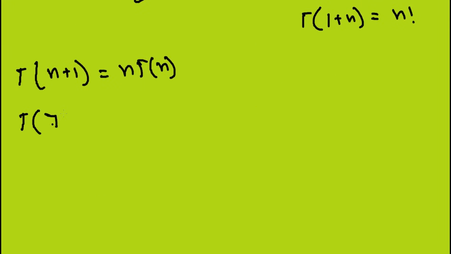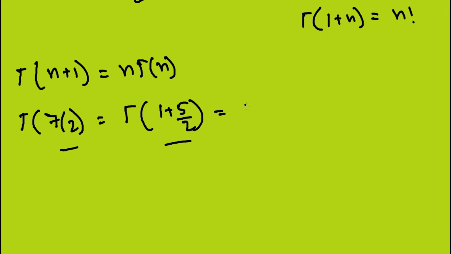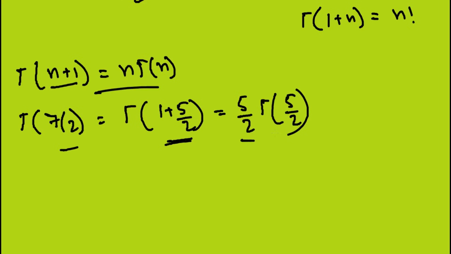So gamma 7 by 2 can be written as gamma 1 plus 5 by 2, because I am just writing 7 by 2 as 1 plus 5 by 2. This is the same thing. So this equals n gamma n. What is n in this case? n is 5 by 2. If you compare this with this, n is 5 by 2. So this will be 5 by 2 times gamma 5 by 2. Now again we will do the same thing for this, 5 by 2 times gamma 5 by 2.